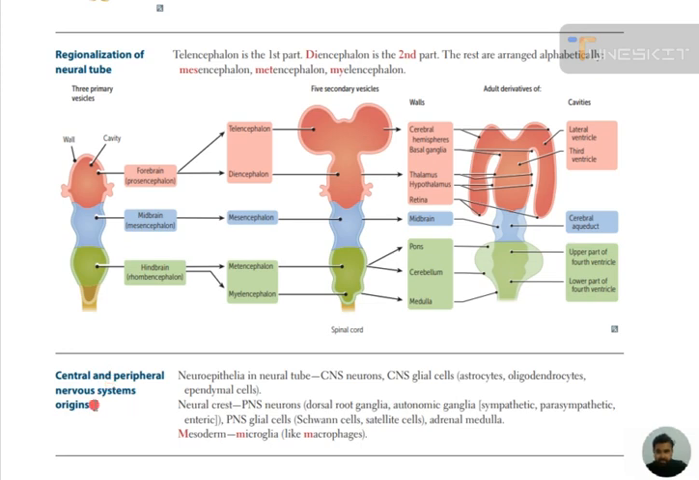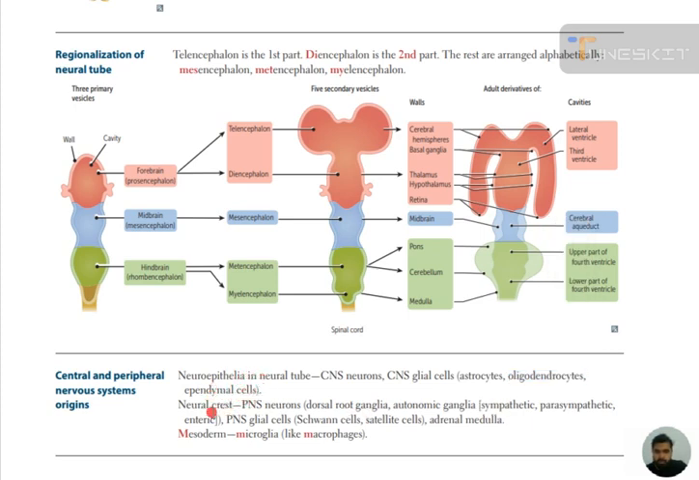Central and peripheral nervous system origin. The neuroepithelium in the neural tube differentiates into CNS neurons and CNS glial cells, which have subtypes: the astrocytes, the oligodendrocytes, and the ependymal cells.